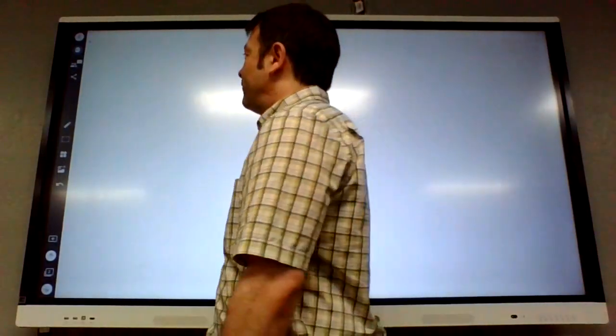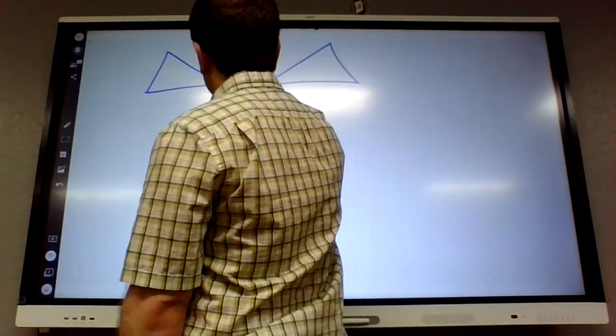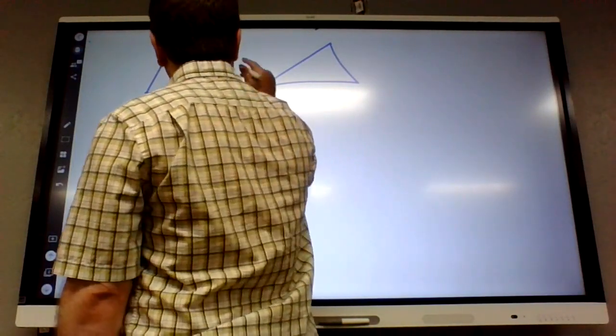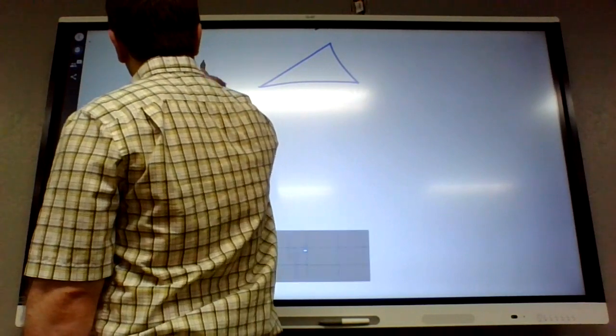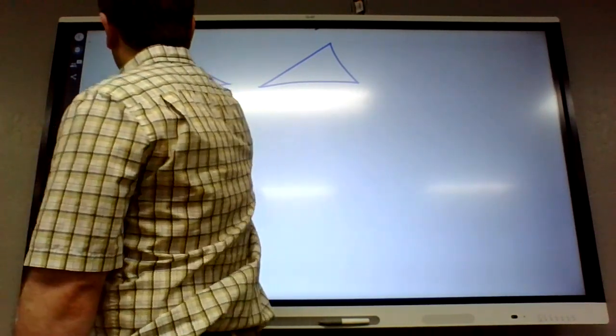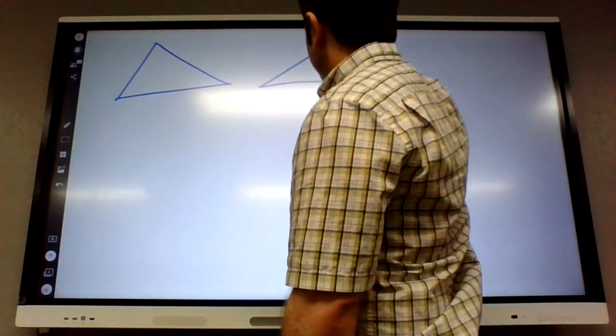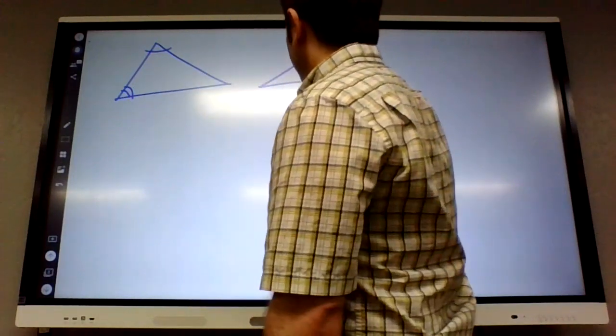What does it mean for two triangles to be congruent? If these two triangles were congruent, what would that mean? They're the same. What exactly is the same? Everything. All the corresponding angles and all the corresponding sides would have to be congruent, right?